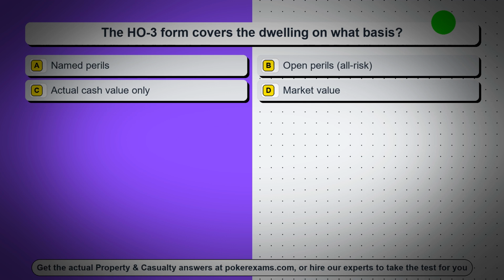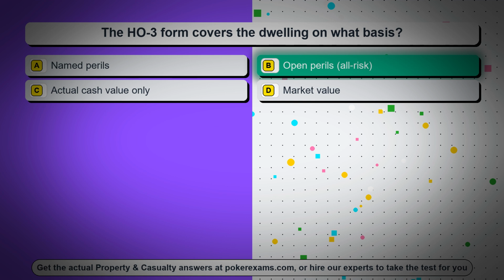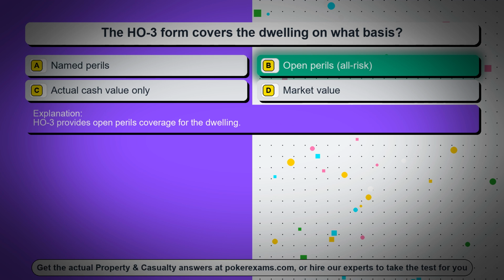Question 33. The HO3 form covers the dwelling on what basis? Option A, named perils, option B, open perils, all risk, option C, actual cash value only, option D, market value. The correct answer is option B, open perils, all risk. HO3 provides open perils coverage for the dwelling.